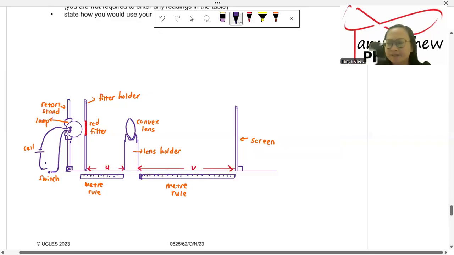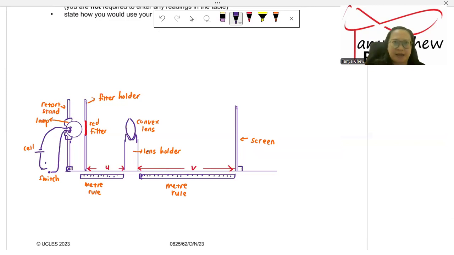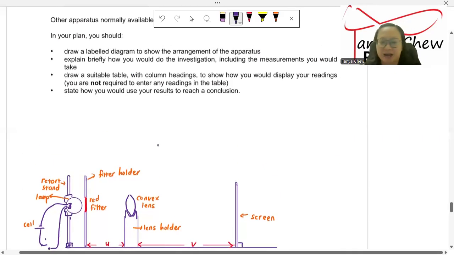And then I have a lens here, but the convex lens cannot stand by itself, so I need a lens holder. You just insert the convex lens into the lens holder. That will do. And I have a screen here to move forward and backward to get the sharpest image. And I have a meter rule to measure both U and V. This is my diagram. Now I am done with the diagram, so I'm going to put a tick here.